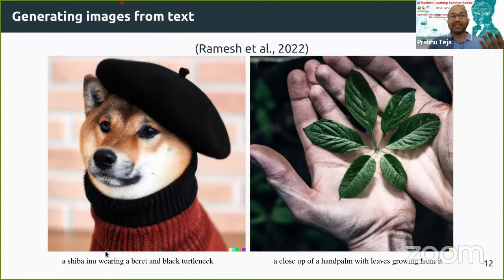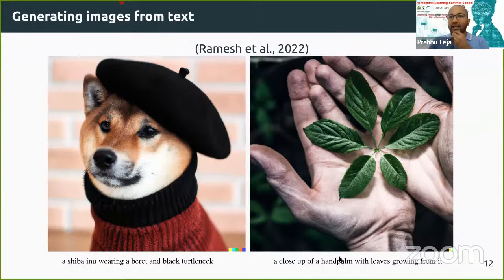The network realizes that a Shiba Inu is a dog, so it puts in a dog. It has to wear a beret, so it puts in a nice cap where it is needed. And a turtleneck. It has sort of understood that when a dog wears something, where should those objects be? So where should this sweater be, or where should this cap be?